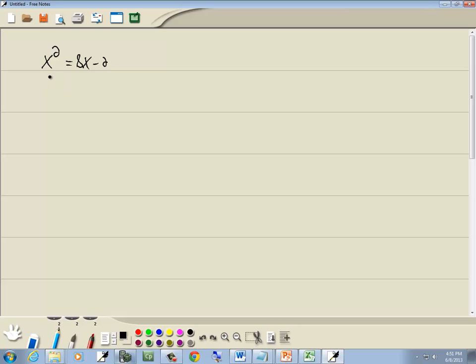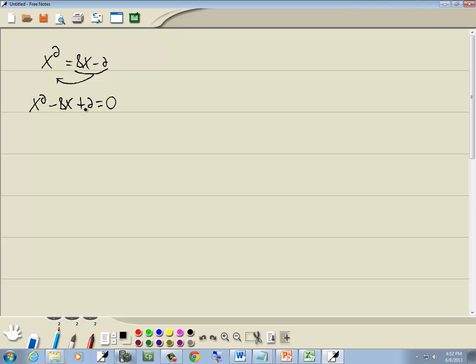Now, we want to get everything over to one side and 0 on the other. And we'd like the number before x squared to be positive. So that tells me to take the 8x minus 2 to the left side. So I got x squared minus 8x plus 2 equal to 0.